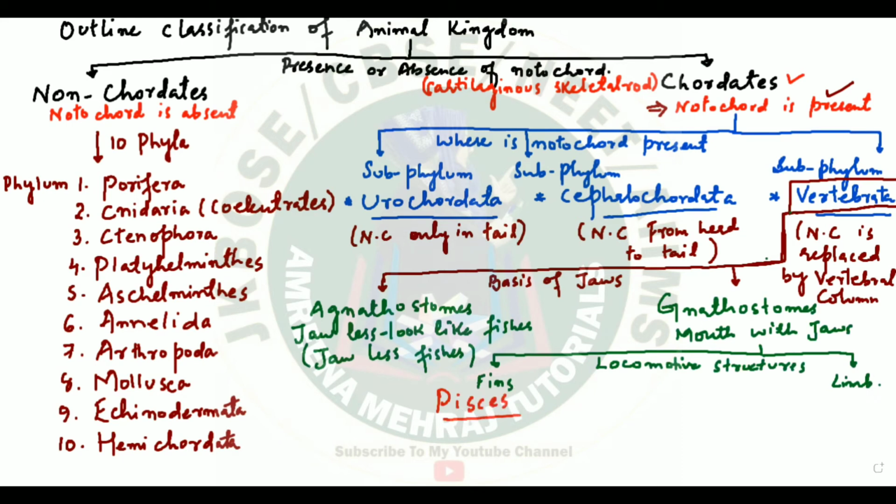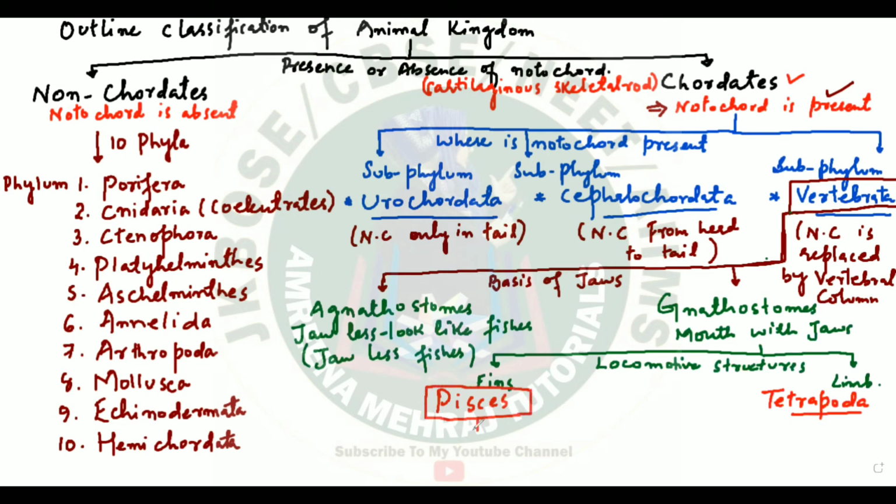You'll call this group Pisces. And if they have four limbs, among which two will be for locomotion, as is the case with humans, you will first of all call this group Tetrapoda. What is this group then called? Tetrapoda.